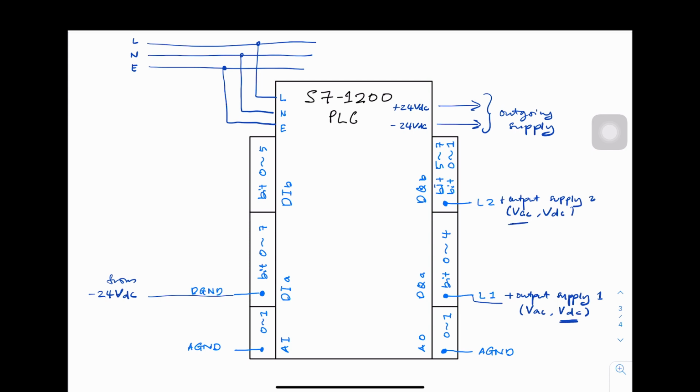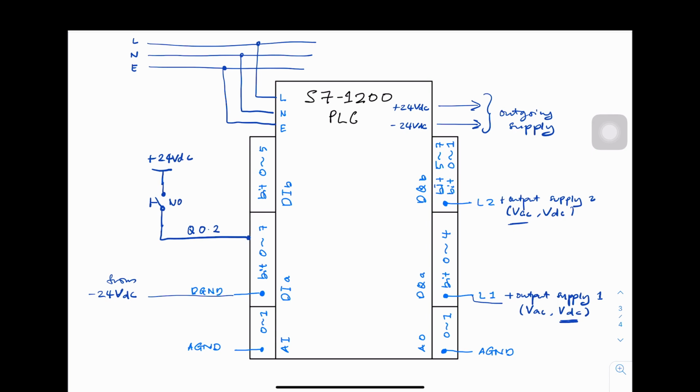In order to connect switches or discrete sensors to the digital input channel, we have to connect that particular sensor with a positive supply, which is 24 volt. Assume we have a push button, for example. So this is a normally open push button, and assume that this push button is connected to bit 2 of the digital input channel. One end of the push button should be connected to bit 2, and the other end should be connected to positive 24 volt DC.